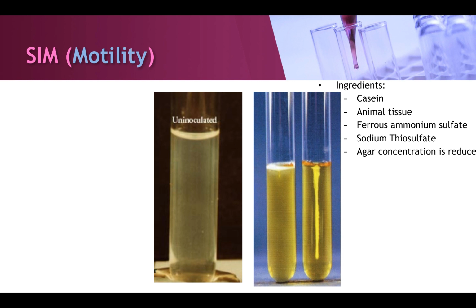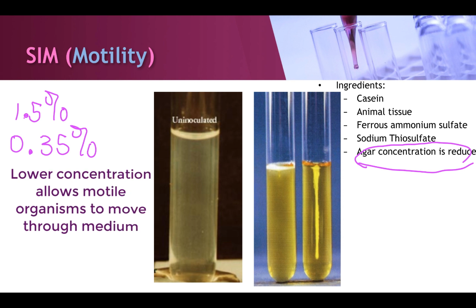And determining motility in the SIM medium is made possible because of the reduced agar concentration. In normal media, like the nutrient agar, for example, the concentration is about 1.5%. But in the SIM, it's down to 0.35%. So it's not very dense. Also, the method of inoculation of the SIM is what allows us to determine motility.